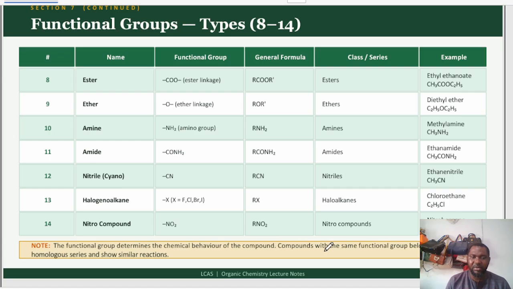You can see here we are asked to note that the functional group determines the chemical behavior of the compound. Compounds with the same functional group belong to the same homologous series and show similar reactions. That is very, very important for us to note.